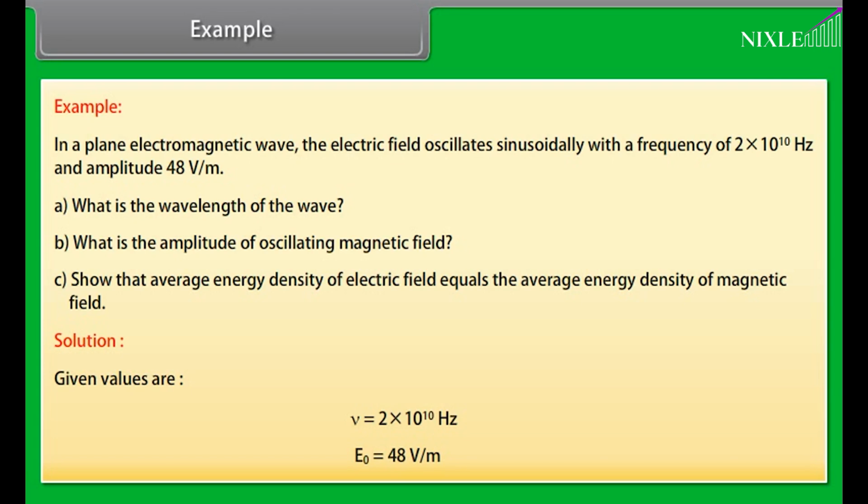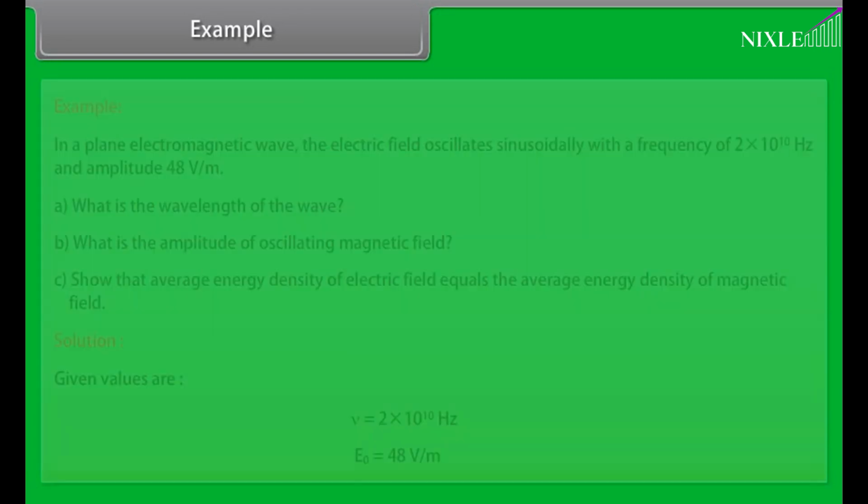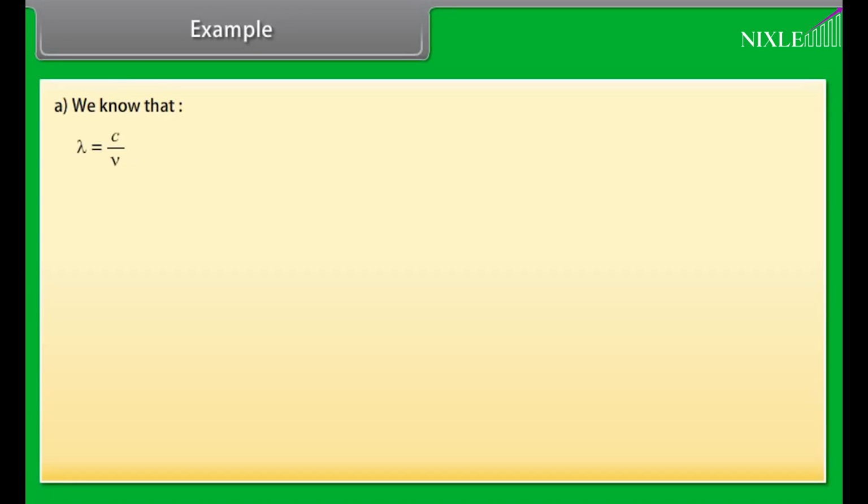Hz, E naught equals 48 volt per meter. We know that lambda is equal to C upon nu. By putting and calculating the values, we get the wavelength of the wave, which is equal to 1.5 into 10 raised to the power minus 2 meter.